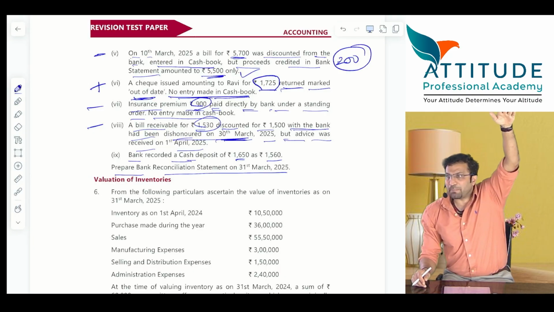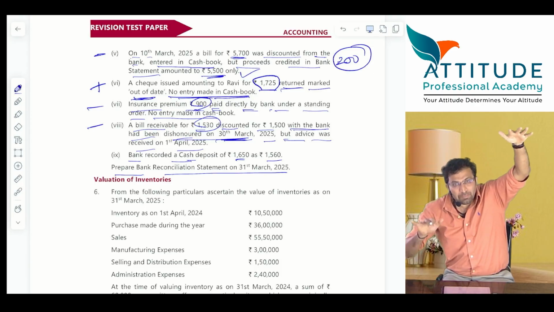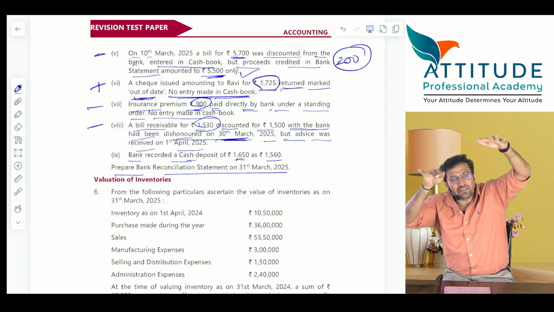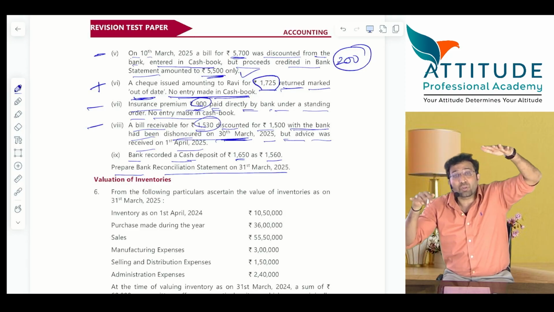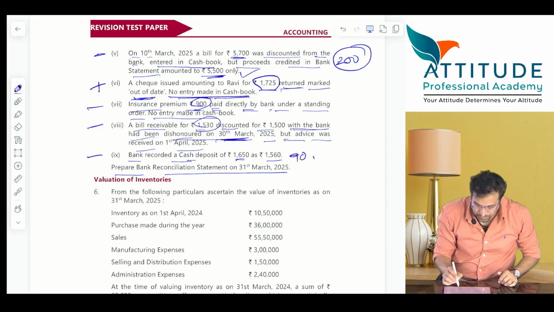So cash book balance is up by 1650. Bank also should record 1650, no? But bank has recorded only 1560. Difference? Where it is more? Difference is 90. Where it is more? Cash book it is more. So this also has to be less. So less 90. समझ में आया?